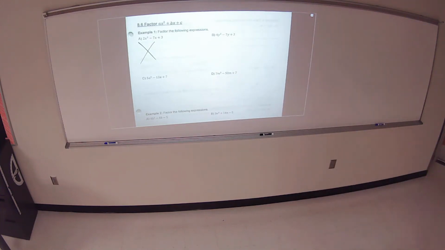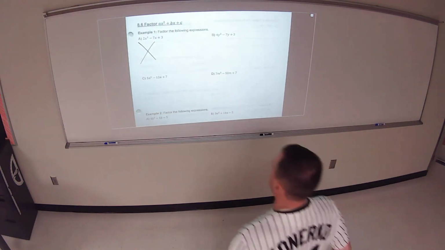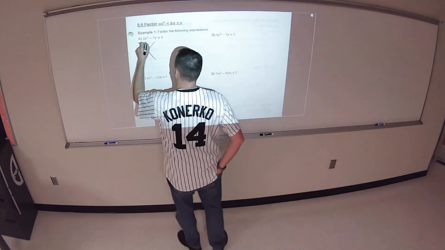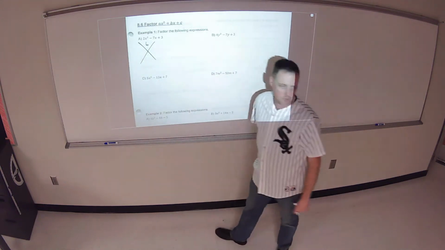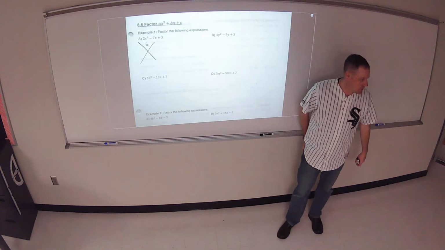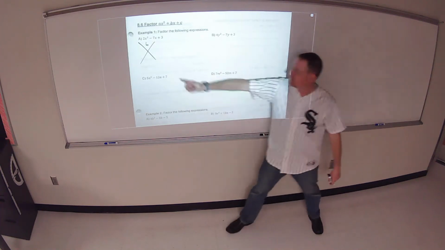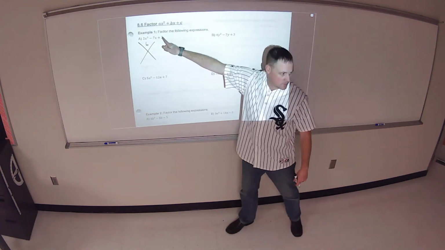Now on the top, how do we always find the number that's on the top? A times C. Carly, what's my A value in this problem? Nope. What's my A? 2. What's my C value? 3. So my product is 6. So on the top, we're going to put a 6. Okay? On the bottom, we always put our B value.